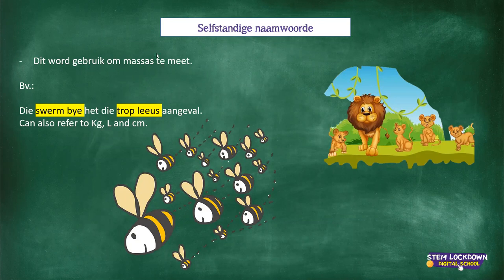So, dit word gebruik om massas te meet. And an example is, die swermbye het die trop leeus aangeval. A swarm of bees attacked a bunch of lions. I'm not sure what you call it in English. Okay, so a swermbye is a collective noun which refers to a whole bunch of bees, and a trop leeus is a collective noun or versamelnaam for a klomp leeus by mekaar. And that is then a versamelnaam or a collective noun.